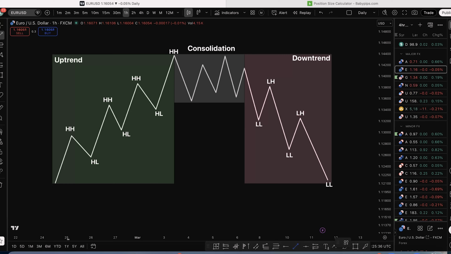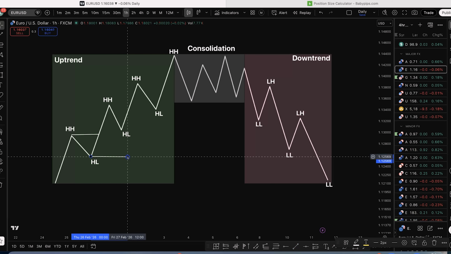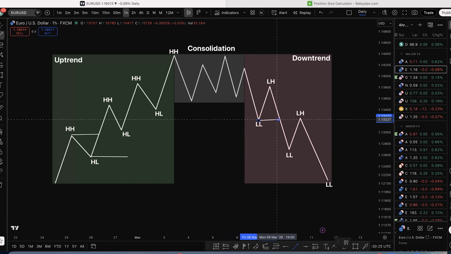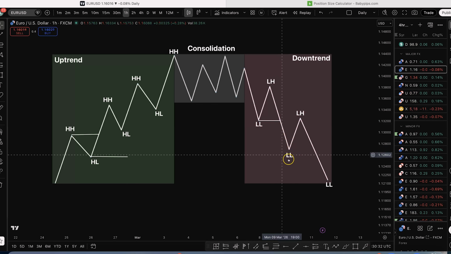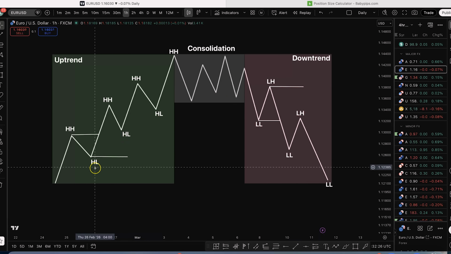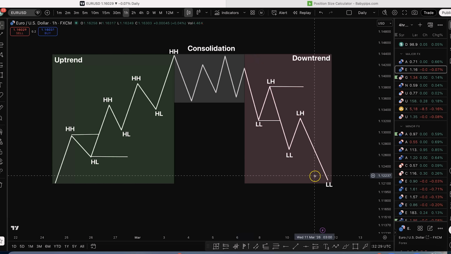The first concept is market structure, and this consists of uptrends and downtrends. An uptrend is a market that is printing higher highs and higher lows, simply meaning each high that forms is higher than the previous, and each low that forms is also higher than the previous. A downtrend is the opposite, where a market is forming each low lower than the previous one, such as this low being lower than this one, and each high evidently lower than the previous. Now obviously, we want to buy during uptrends and sell during downtrends.